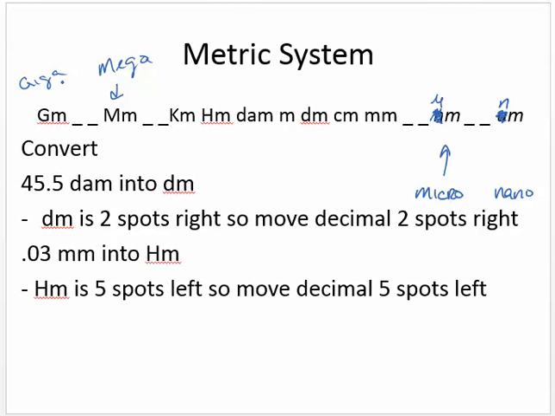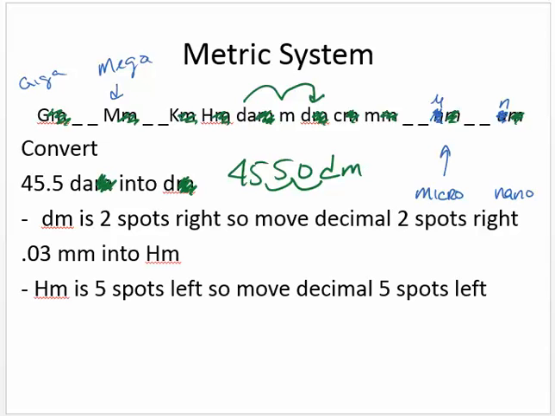Let's talk about how we convert 45.5 decameters into decimeters. Well, what I tell students all the time is forget about the very last letter. And all we're really doing now is looking to go from the DA to the D. From the DA is 1, 2 spots to the right. So I'm going to move the decimal 1, 2 spots to the right. So it becomes 4,550 decimeters.